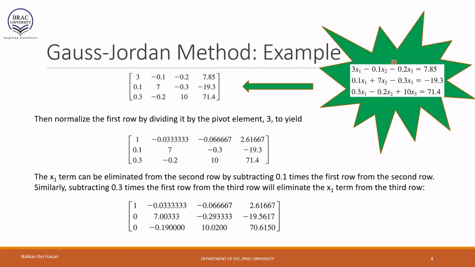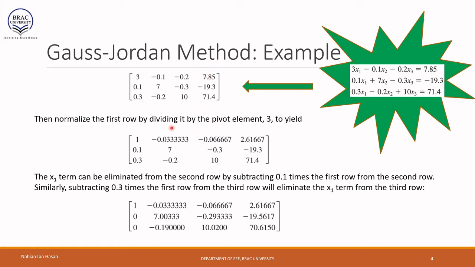This is the original system. In the first three columns we have the coefficients of the unknown terms on the left hand side of the equations, and in the last column we have the constant terms which are situated on the right hand side of the equations. So this is an augmented matrix. We also incorporate the constant terms from the right hand side of the equations.